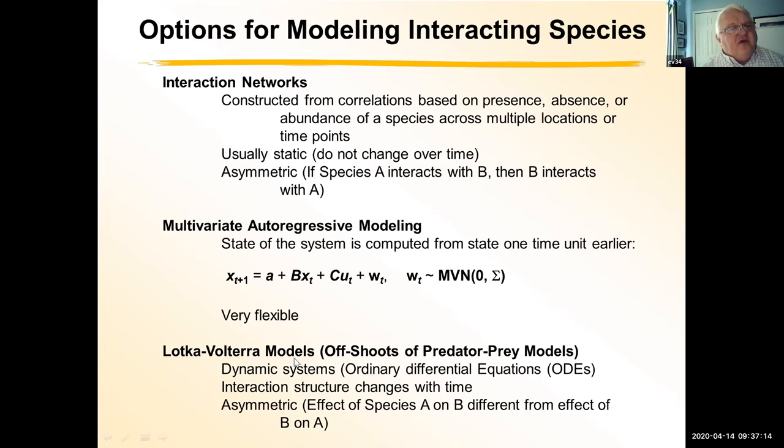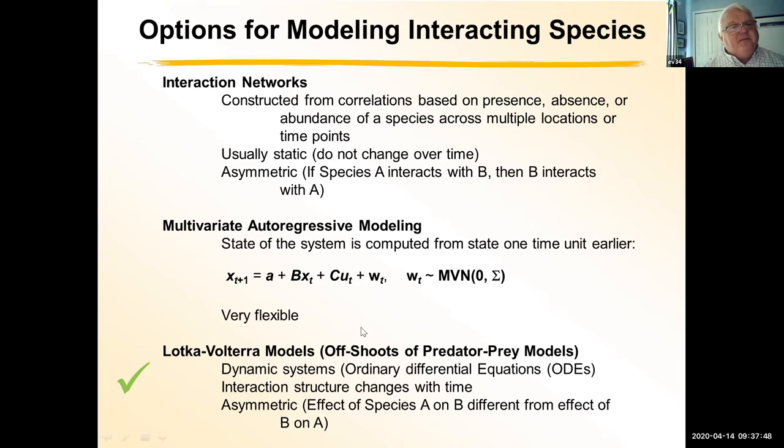So what we are going to do is work with Lotka-Volterra models. You have heard about those as offshoots of predator-prey models, and I go into that a little bit. These are dynamical systems, differential equations. The interaction structure can change with time, and they are asymmetric, so the effect of species A on B may be very different from the effect of B on A. You can easily see that with predator-prey models. Of course, one is eating the other, so the effects are very different.